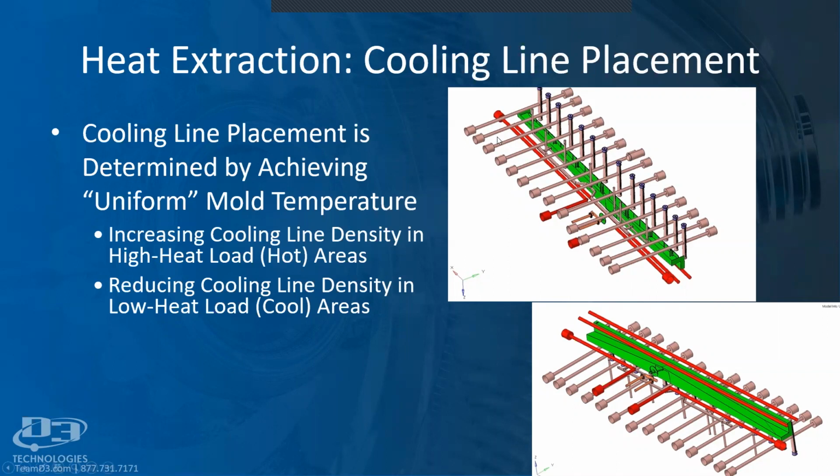So, for example, here you can see we have a lot of cooling lines on the core side of this part, where we have a lot of heat load and standing cores. On the cavity side, where we have less heat load, you can see we're going to have less density, these red lines over here for our part. So we're going to reduce that cooling load in those cooler areas.